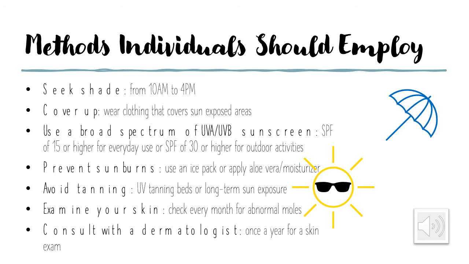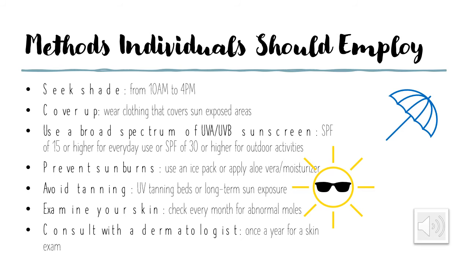Methods individuals should employ to decrease skin cancer. UV rays from the sun can reach you on cloudy and hazy days, not just on bright and sunny days. These are some methods individuals should employ. Seek shade, cover up, use a broad spectrum of UVA, UVB sunscreen, prevent sunburns, avoid tanning, examine your skin, and consult with a dermatologist. Seek shade, especially from 10 a.m. to 4 p.m. when the sun is the strongest.